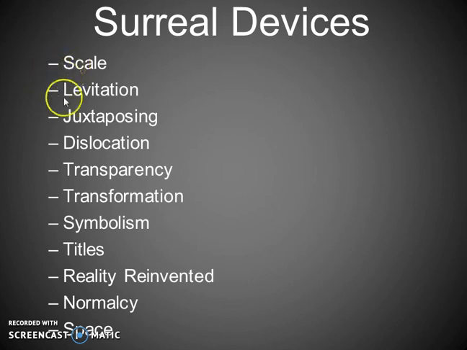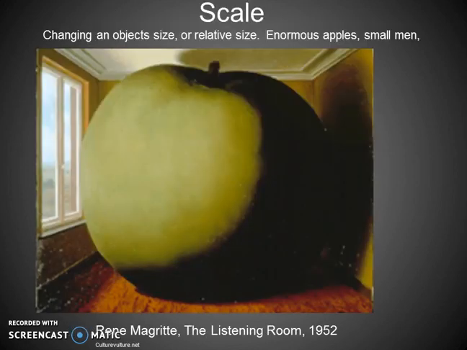So you can see I have a list of them right here. This is going to be important to us for this project because you will need to end up selecting three of these devices to implement into your project. So let's dive in. This is an example of using scale. So changing the object's size in relation to around it.